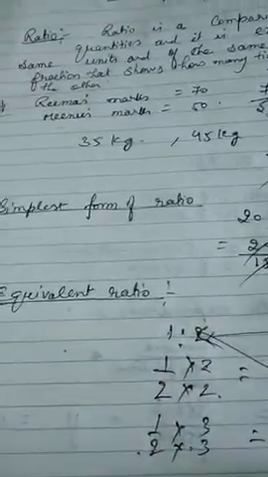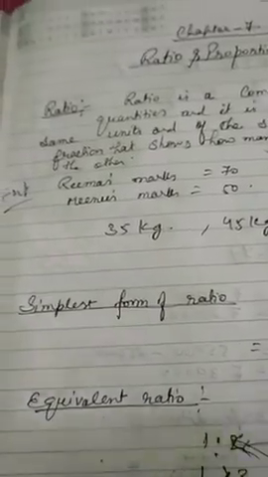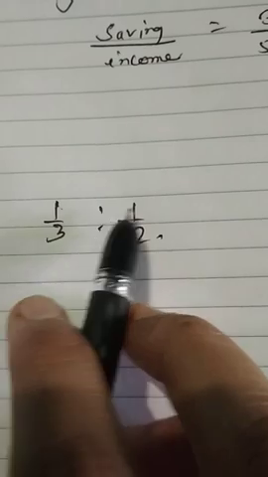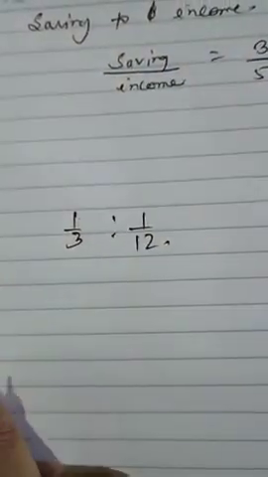Got it? Now, suppose the ratio is given in fractional form like this, 1/3:1/12, and you have to write it in simplest form.